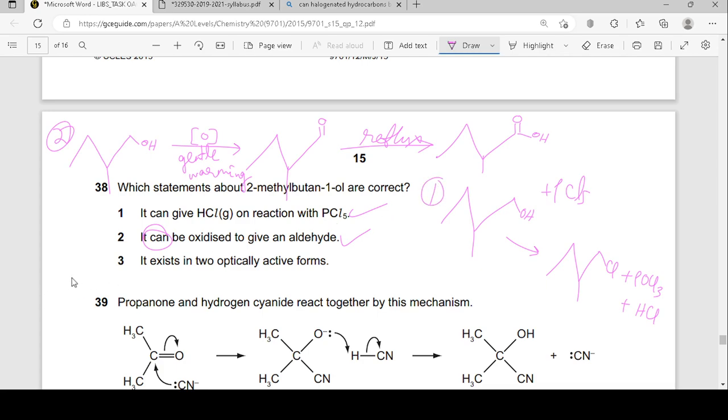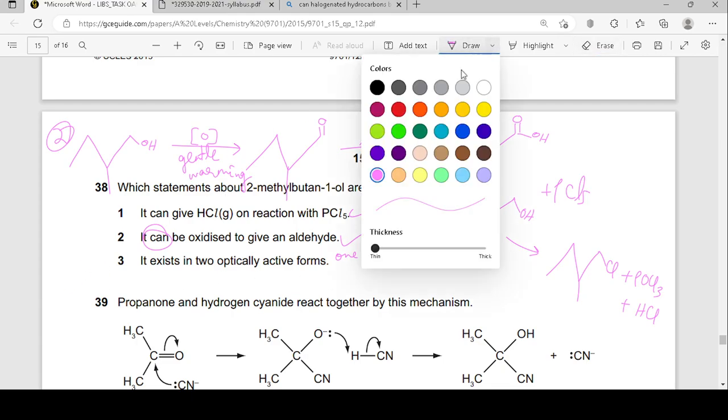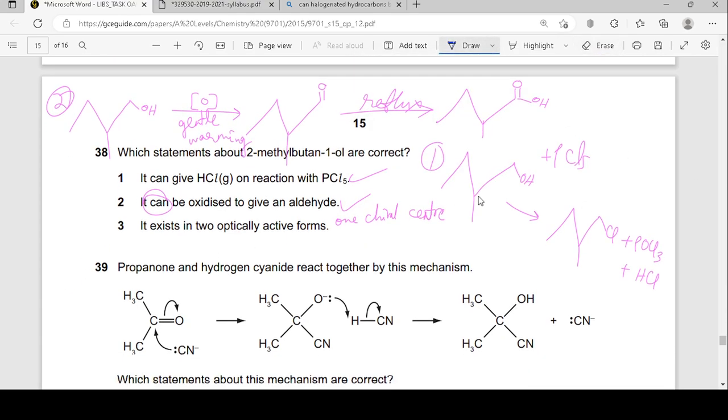Next, number 3, it exists in 2 optically active forms. Two optically active forms implies it has 1 chiral center. So now let me check out the molecule again. Let me just look at one of the drawings I've already made. So this is not chiral, not chiral.